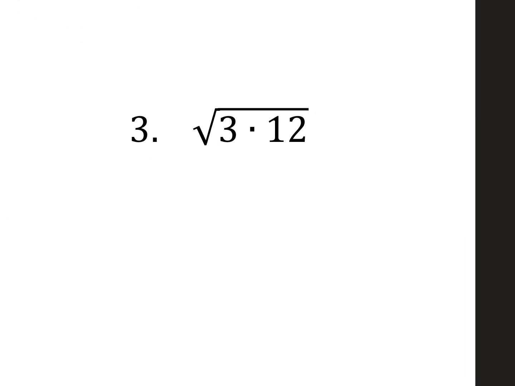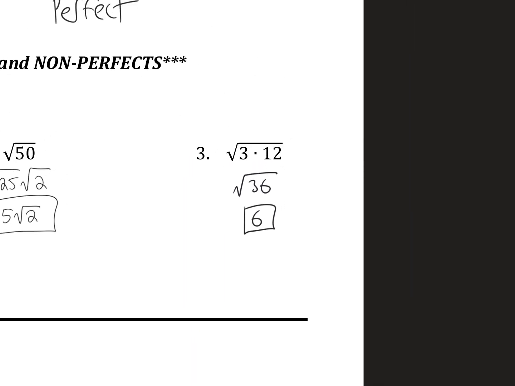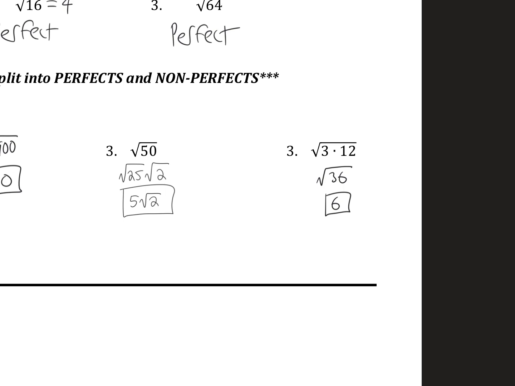All right, how about the second number 3? So should we split this up or combine it? What do you think? Well, we could split it up and do square root of 3 times square root of 12, but what is 3 times 12? Well, 3 times 12 is 36, so I can do square root of 36. And what kind of number is that? It's a perfect square, right? What's the square root of 36? It is just 6. Okay, so nothing wrong with splitting it up here, but I would always say, does it make sense to multiply it or divide it and kind of go from there?